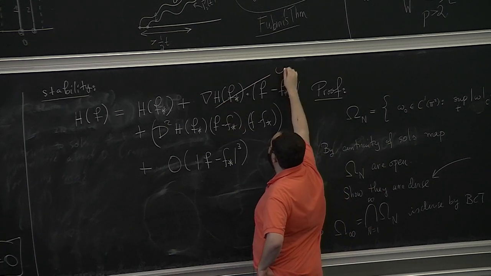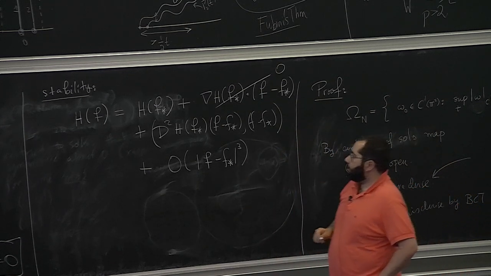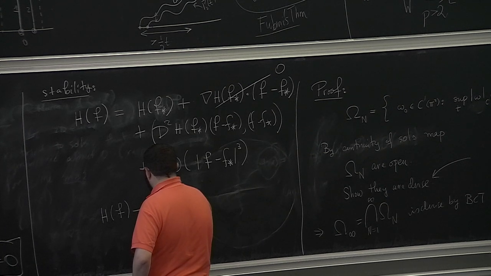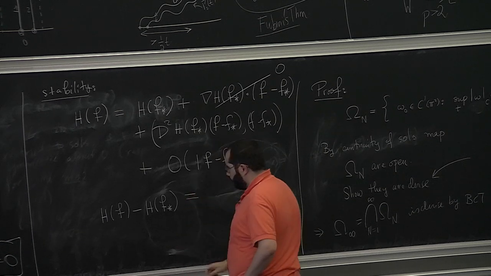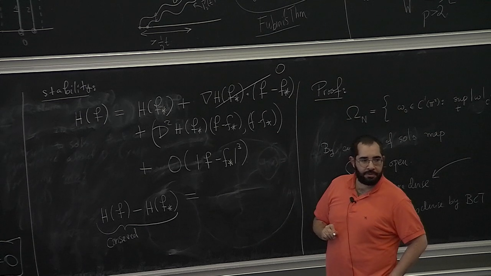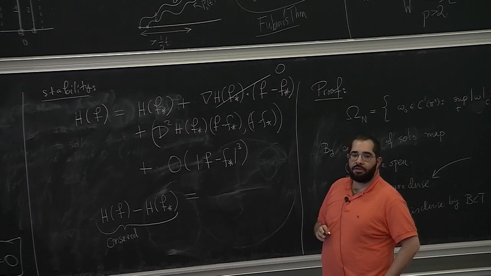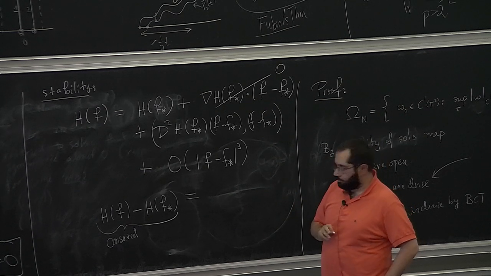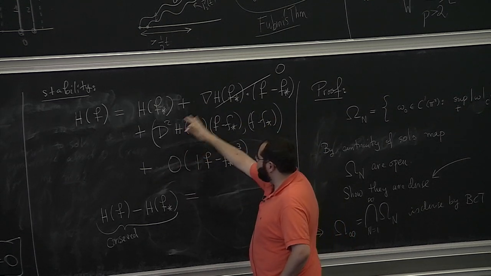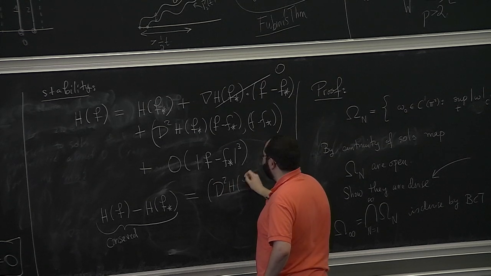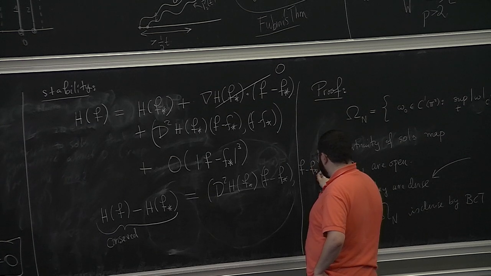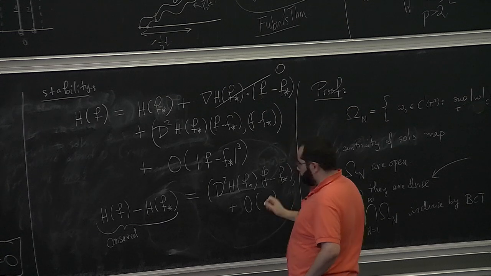This is zero. This minus this, so H of F minus H of F star is then a conserved quantity. This is conserved. And at time zero, because of this computation, it's order epsilon. What am I saying? Okay, erase what I just said. Okay, this thing, okay?